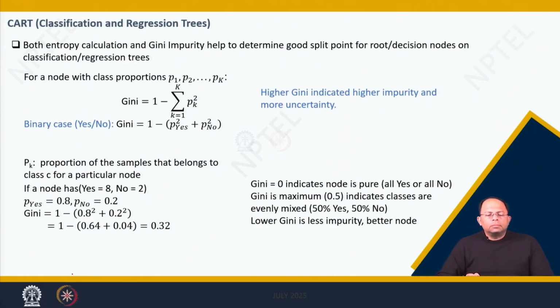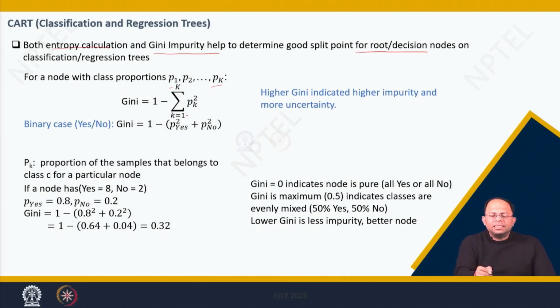Both entropy calculation and Gini impurity help to determine good split points for root or decision nodes, for both classification and regression trees. Similar to entropy calculation, we can also use Gini impurity to measure the same. For a node with class proportions p1, p2 till pk, which are the final classes, Gini equals 1 minus the summation over k equal to 1 to K of pk squared. We take a square of that.